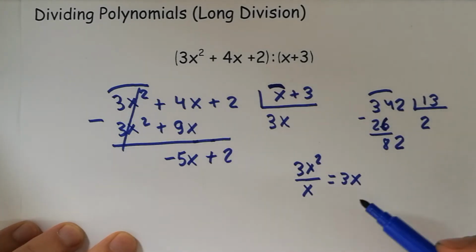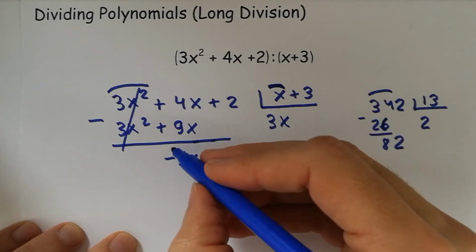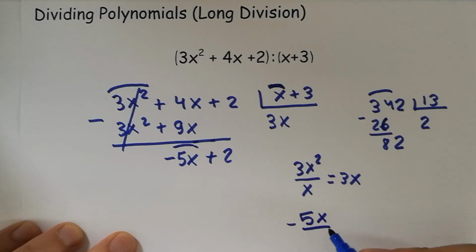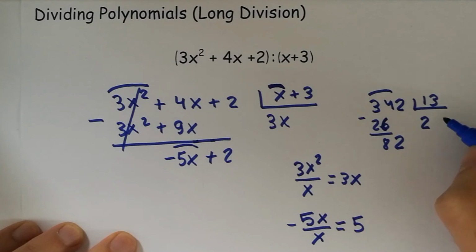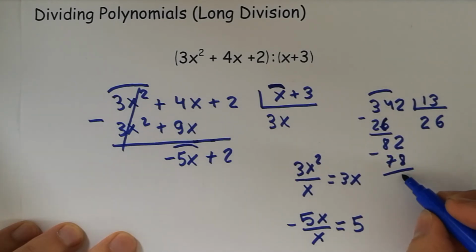Once again, we are going to do the same thing. Divide the highest degree term, minus 5x divided by x. This is the same as minus 5. Here it would be like 82 divided by 13, which is like 6. And now we multiply and subtract. We multiply, we get 78, and we get 4.